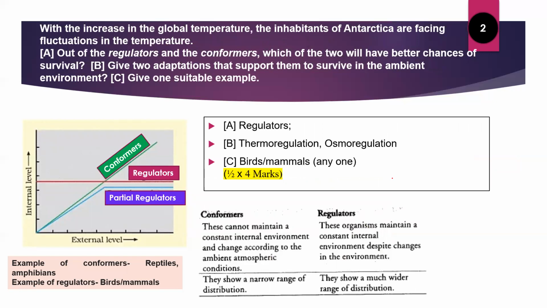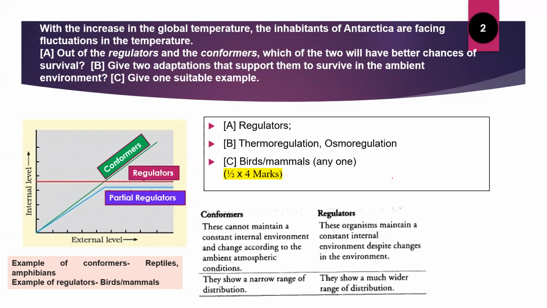Next, with the increase in the global temperature, the individuals of different species in Antarctica are facing fluctuations in the temperature. Out of the regulators and conformers, which of the two will have better chances of survival? Give two adaptations that support them to survive in the ambient environment, and give one suitable example. So here we see that the question mentions fluctuations in the temperature in Antarctica.